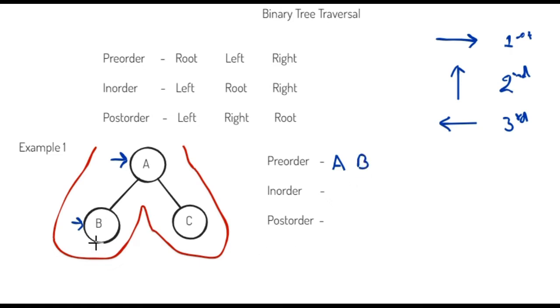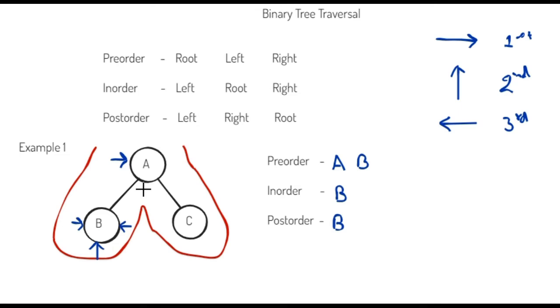Now we have visited node B for the second time. So the pointer direction is bottom to top. So we will add node B in the in order list. And then we have visited node B for the third time, so the pointer direction will be right to left. So we will add node B in the post order list.